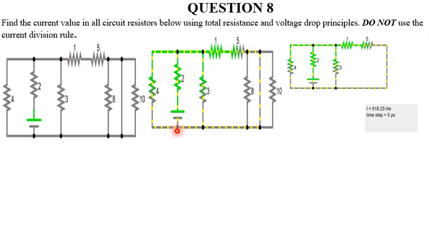So they've given us a restriction. We should find the current in all the resistors in the circuit: the current here, here, here, and here. But we shouldn't use the current division rule. Since they said we shouldn't use it, I'll first of all use our simulation to solve this circuit.